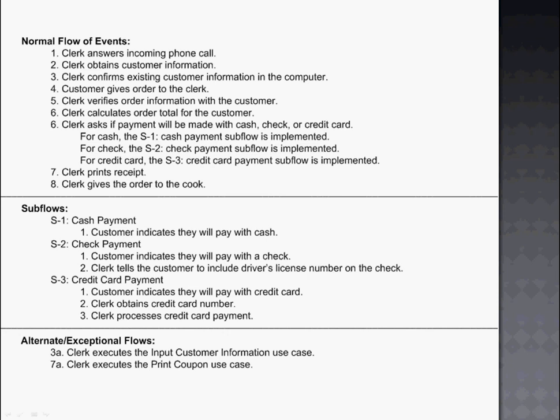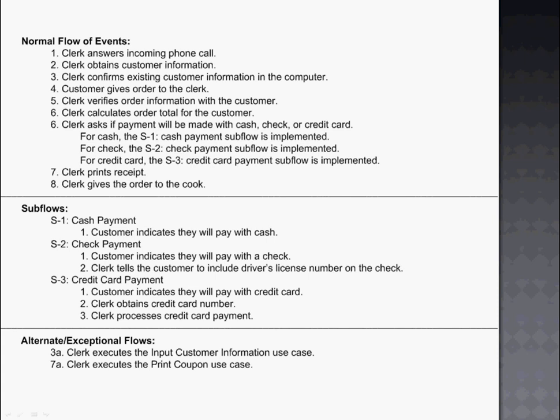For the normal flow of events, the clerk answers the incoming phone call, the clerk then obtains customer's information, the clerk confirms existing customer information in the computer, the customer gives the order, the clerk verifies order information with the customer, the clerk calculates total order for the customer, the clerk asks if payment will be cash, check, or credit card, which will lead to subflows. For subflow 1, the cash payment subflow is implemented. For subflow 2, the check payment subflow is implemented, and for subflow 3, the credit card payment subflow is implemented. Next, the clerk prints the receipt, and finally the clerk gives the order to the cook.